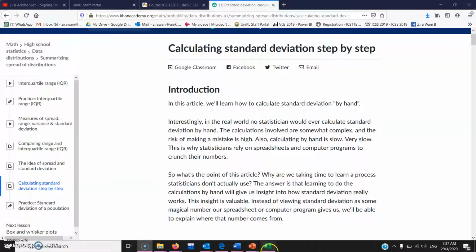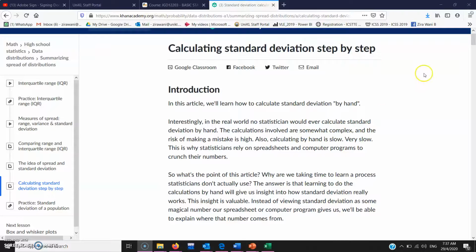Here are notes on how to calculate the dispersion, whereby we find the minimum and maximum of the data values, and after that find the range, calculate the mean, and then calculate the standard deviation and variance, and lastly calculate the quartiles.